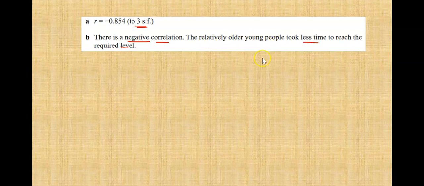Because it is a negative correlation, the relatively older young people took less time to reach the required level. I hope this is the only thing you should know in this exercise 1B of Edexcel S2 mathematics. Just apply this formula with the help of the calculator and complete your exercise 1B of the Edexcel statistics second year book.